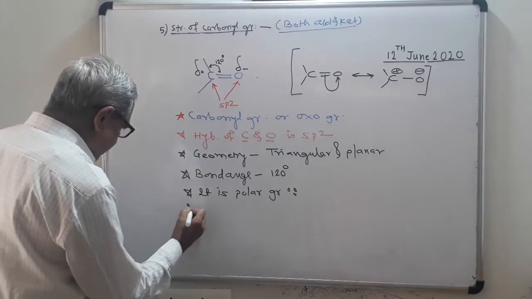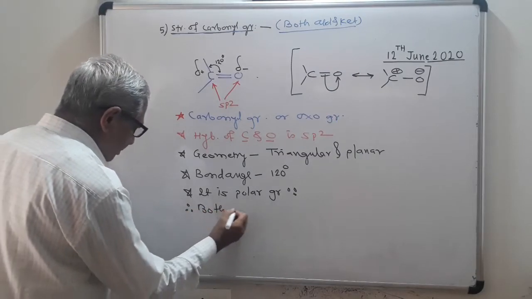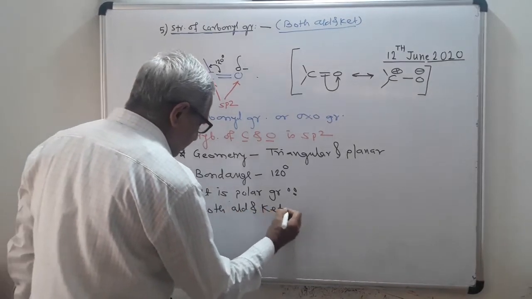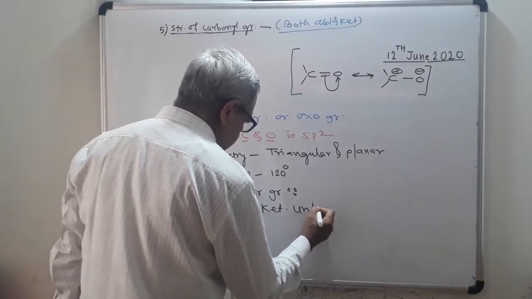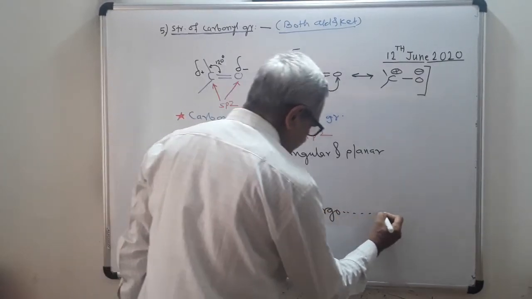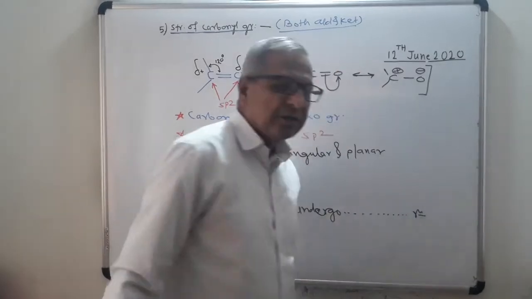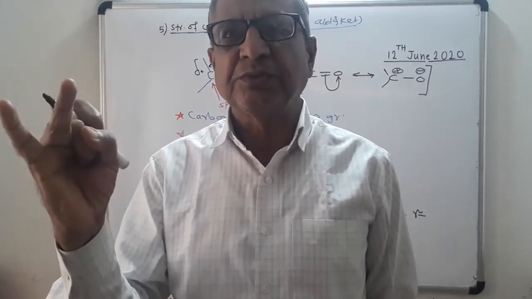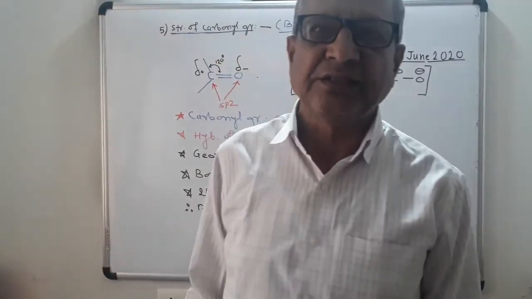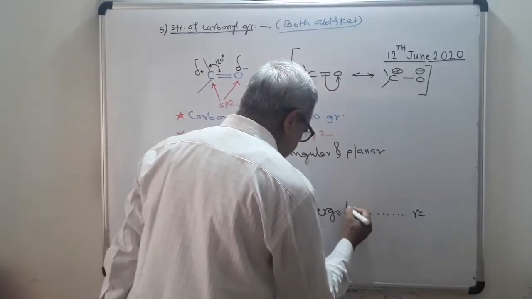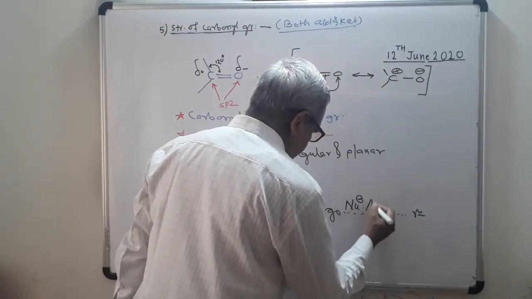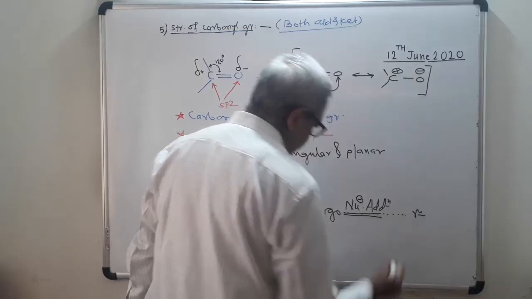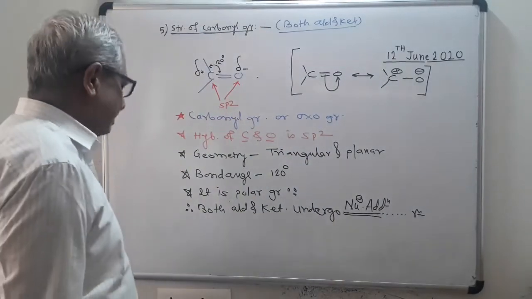Therefore, we can say that both aldehyde and ketone undergo dash reaction. I will give the options: nucleophilic reaction, nucleophilic substitution reaction, nucleophilic addition reaction, all of these. The correct answer is nucleophilic addition reaction. This is the important point here. Both aldehyde and ketone will undergo nucleophilic addition reaction.